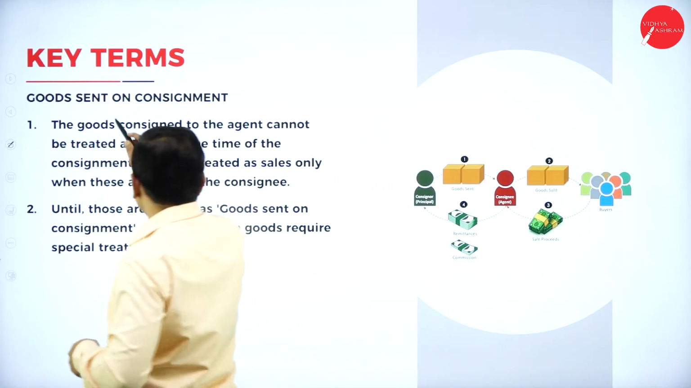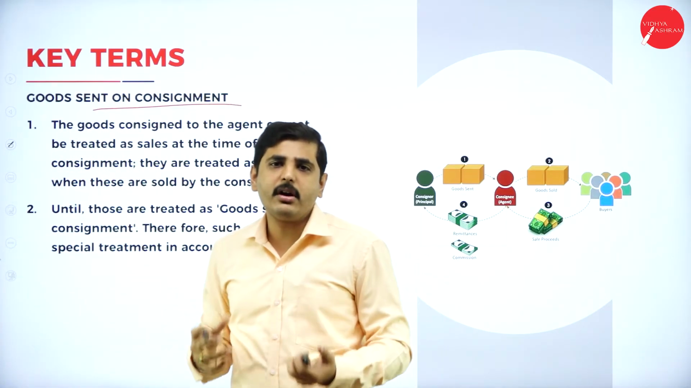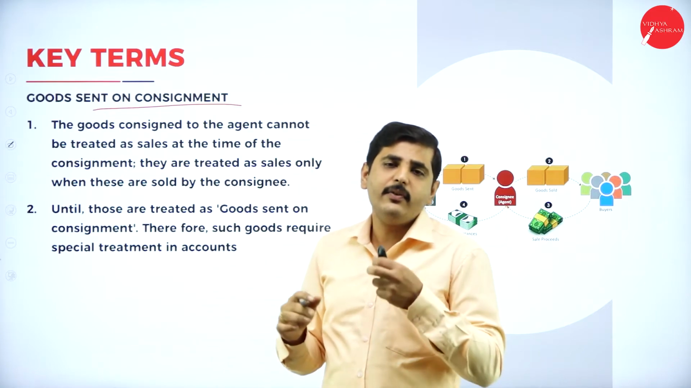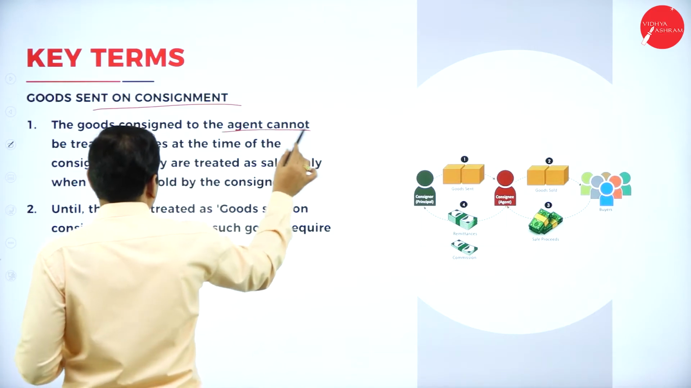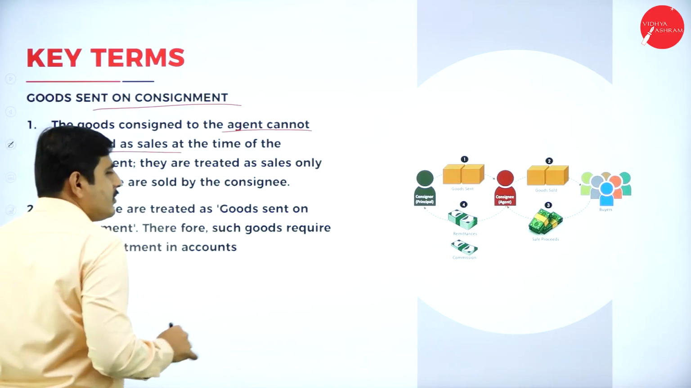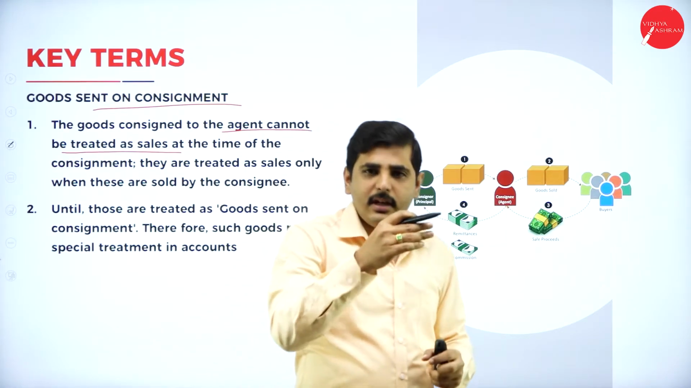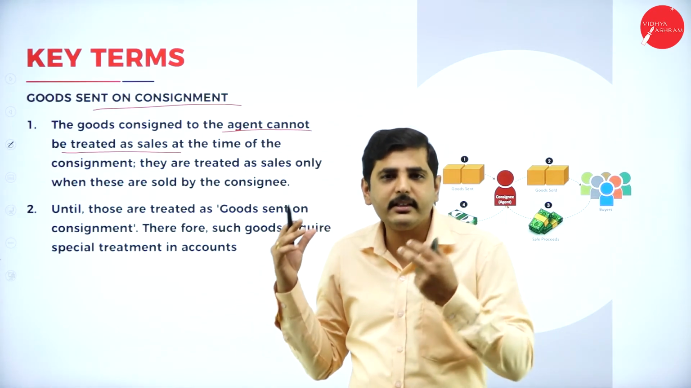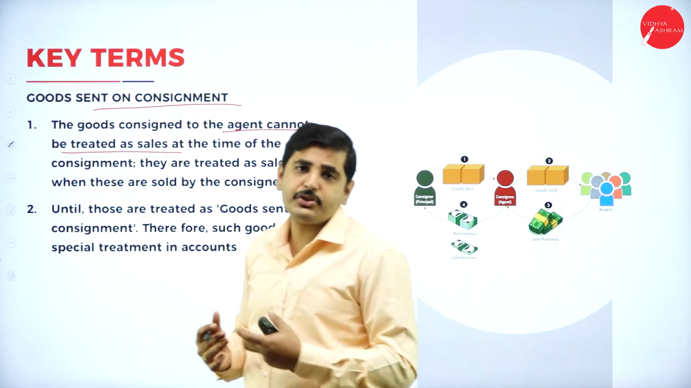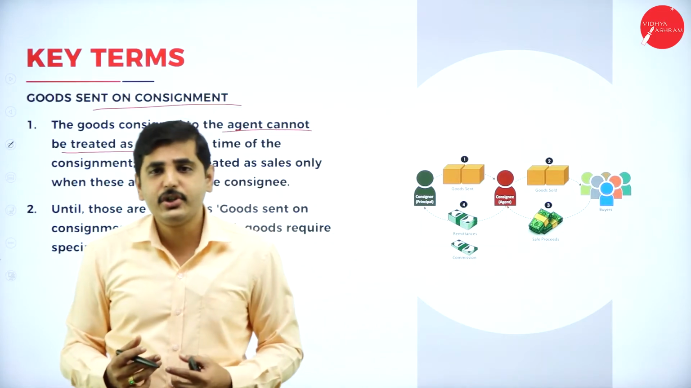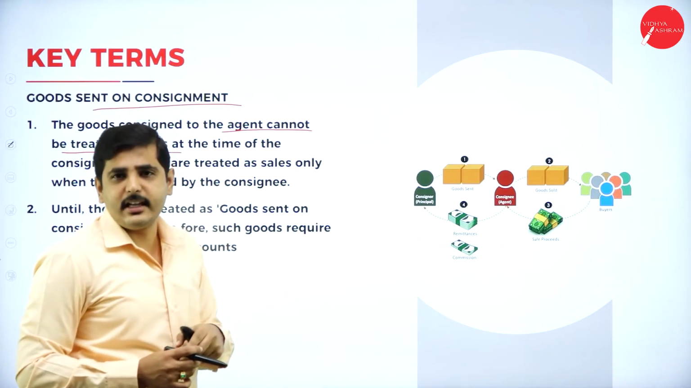Next one, goods sent on consignment. What do you mean by goods sent on consignment? It may be any articles, any products, any car, vehicles, anything which is sent on consignment. Goods sent on consignment cannot be treated as a sale. We are not selling the products, we are just transferring our asset to the consignee to sell the products. Once the product is sold to the actual customer, then it is considered an actual sale. Till then we consider it goods in transit or goods on consignment.